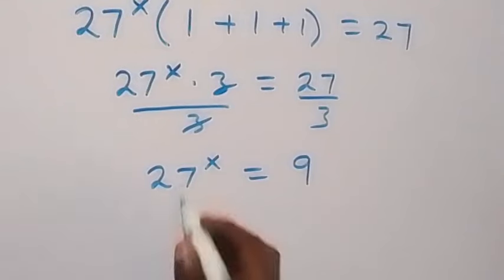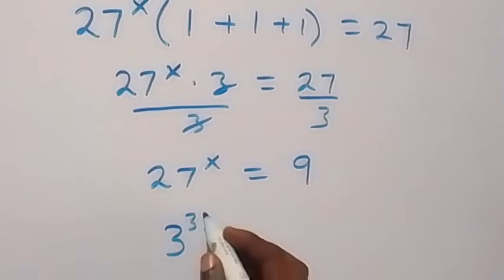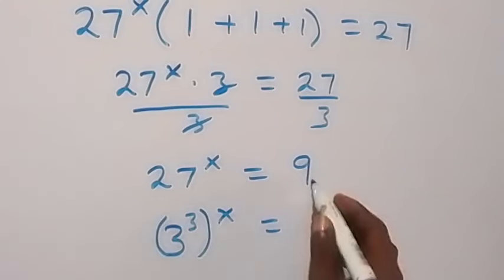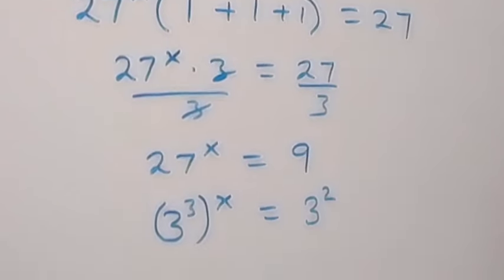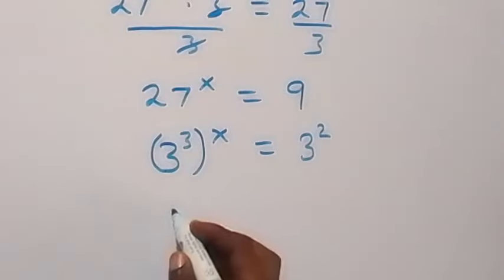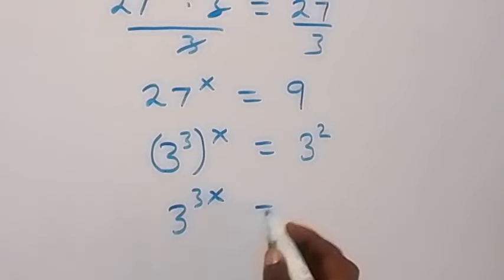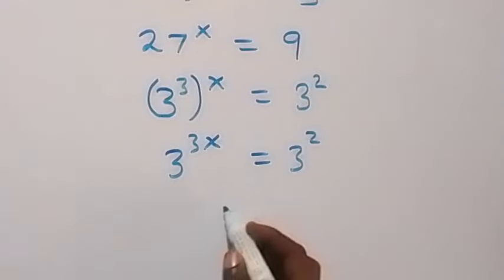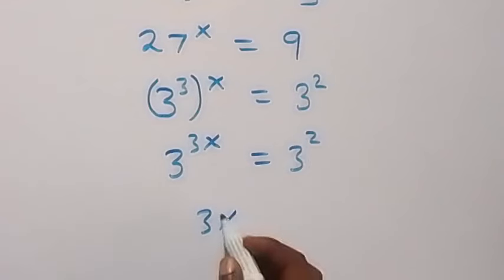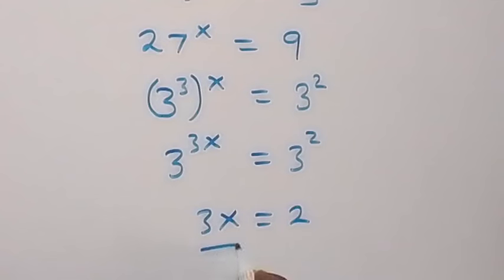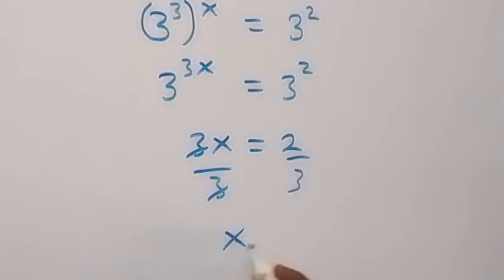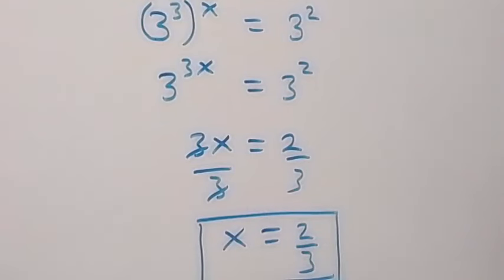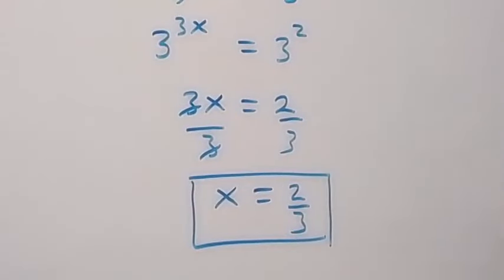And from here, we can express 27 as 3 raised to the power 3, then raised to the power x, which equals 3 squared. Then these powers multiply, so we have 3 raised to the power 3x equals 3 squared. Since the bases are equal, we equate the powers, so 3x equals 2. Divide both sides by 3, and the 3 cancels out. Then we have x equals 2 over 3, which is the same thing we got from the first method.